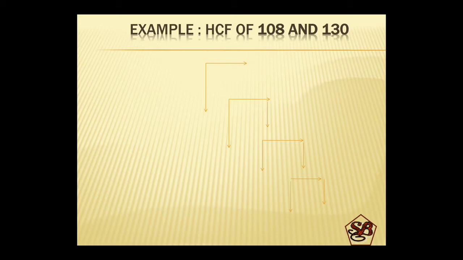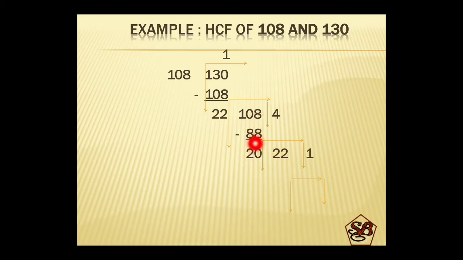Let's take another example. Here we have to find the HCF of 108 and 130. 130 is bigger, so this will become our dividend and 108 will become our divisor. 108 ones are 108. Subtracting both, we get 22. Now 22 will become our next divisor and 108 will go inside. Dividing 108 by 22, 4s are 88. Subtracting them, we get 20.